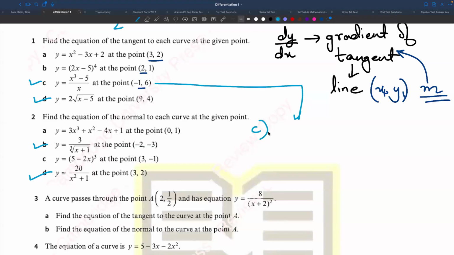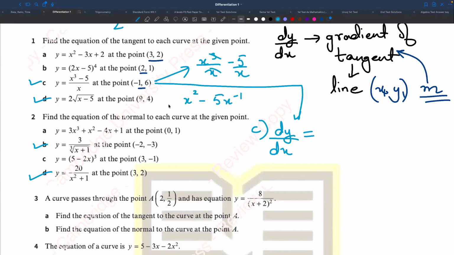So in part C, the first thing you will do is find dy by dx. That's the first step, okay? How will you find dy dx? Write this equation as x cube upon x minus 5 upon x first. This will become x square minus 5x power minus 1. So first simplify your equation if you can. Now when I differentiate x square, that will become 2x. This will become plus 5x to the power of minus 2, right?